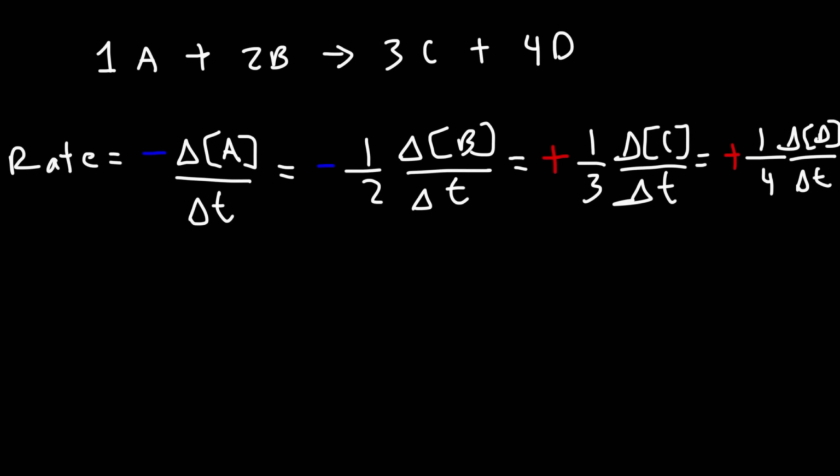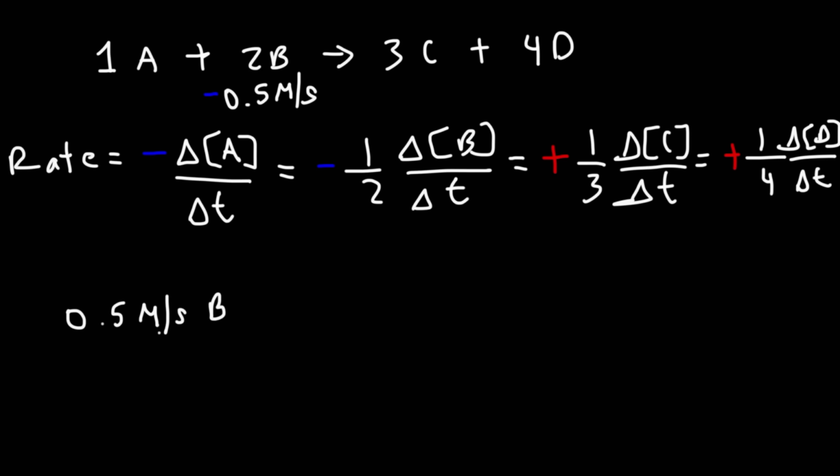So let's consider an example problem. Let's say that B has an average rate of disappearance of negative 0.5 molarity per second. What is the average rate of appearance of C? And also, what is the rate of the reaction for this example? So let's calculate the average rate of appearance of C, which should be positive. So we're going to start with 0.5 molarity per second, or you can express it as moles per liter per second if you want to.